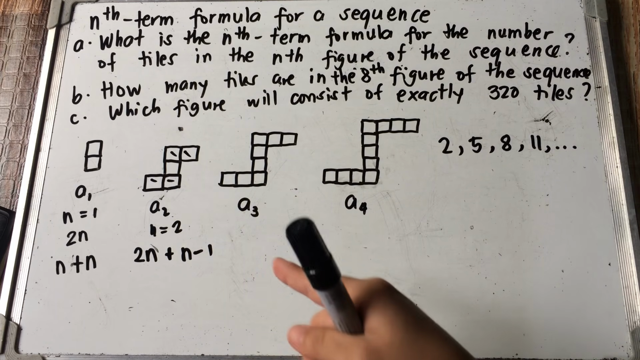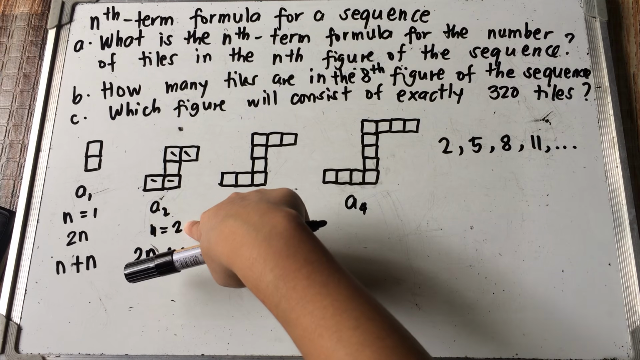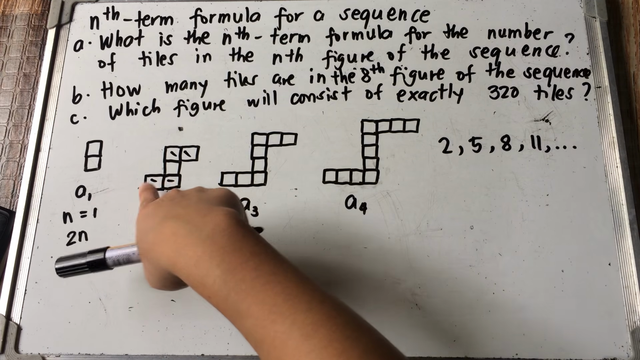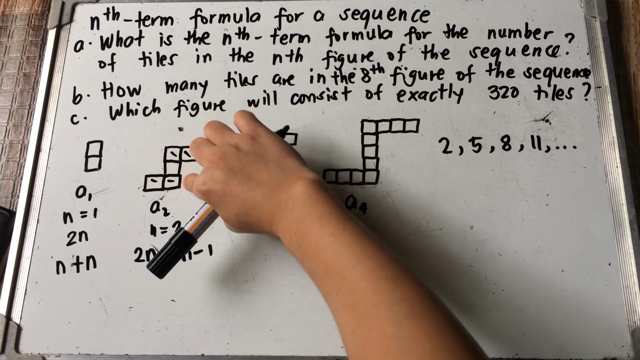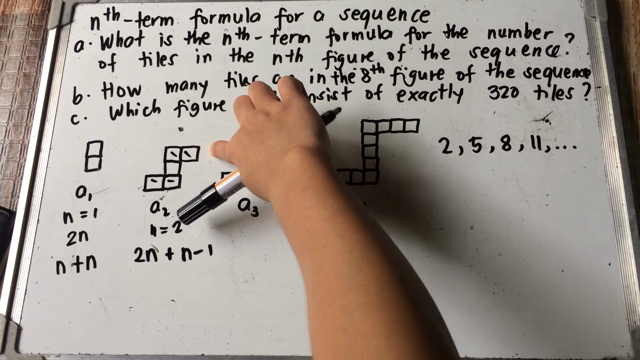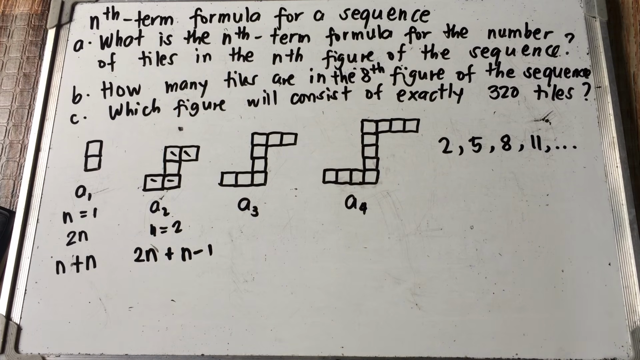So, ganon. Lagi ninyo ibabase sa value ng n. So, ang n natin ay 2. So, ang gawin mo na lang, maghanap ka ng dalawahan dyan. So, itong nasa baba, may isa ka ditong dalawahan. And then, yung nasa taas, pangalawang dalawahan. So, 2n. Kaya nga, since ang value ng n ay 2, so, 2n, 4 na yon.